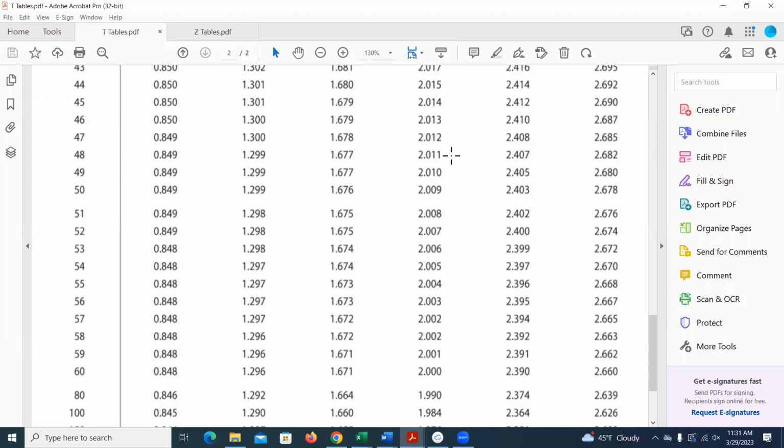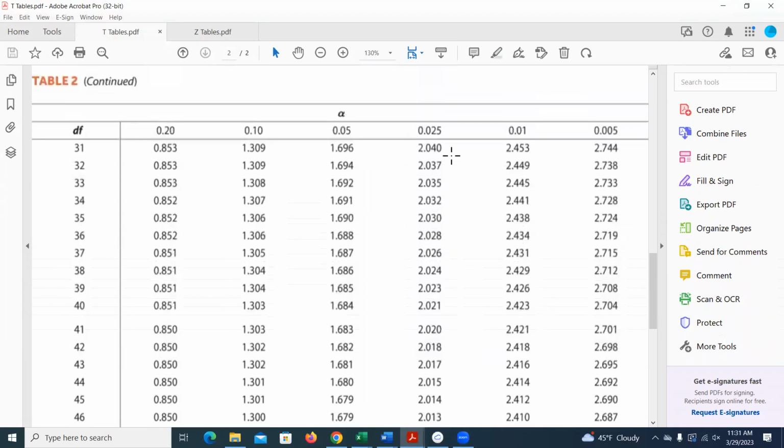2.011, right? That was my test statistic. So I'm then just going to go up and see, okay, what area in the tail corresponds with that test statistic? 0.025. Okay. So my p-value here is going to be 0.05, right? Multiplying that by 2.